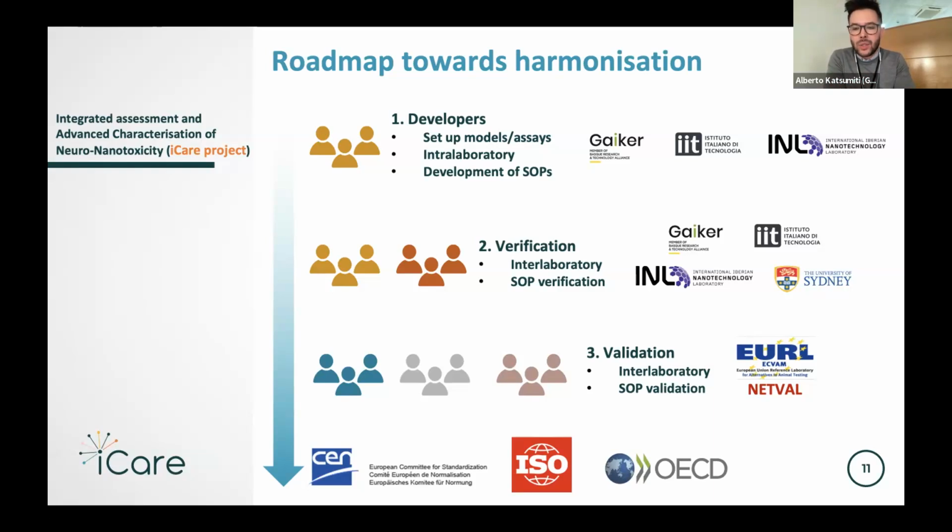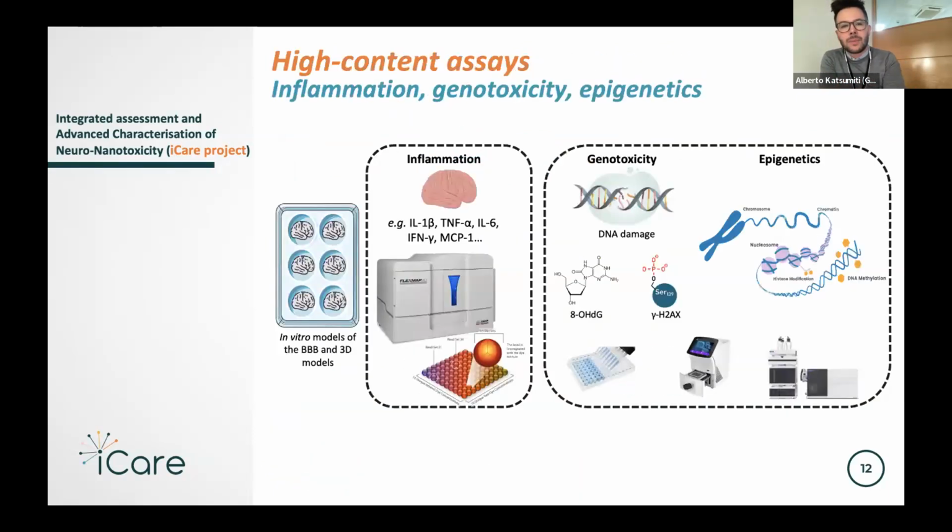And then the idea is to move towards a third layer and maybe a fourth layer, so the third layer, the validation. So maybe to submit, for example, these SOPs and these protocols, these models to the ACFAN and also NetVol for these interlaboratory experiments and also SOP validation. And then, of course, we still need to discuss because, as I mentioned before, we are in a very early stage of the development, but also to move forward, for example, submitting these protocols to the CEN and also as a possibility to ISO and OECD for the validation of these models and assays.